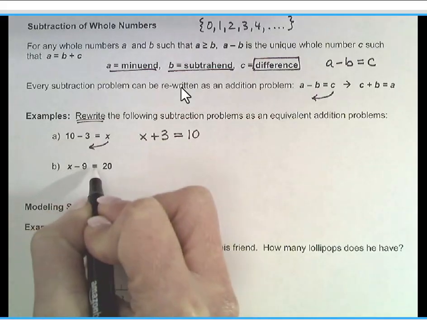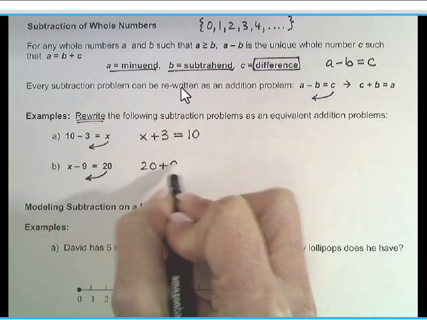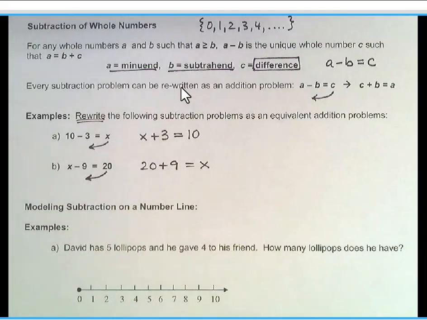x minus 9 equals 20. We'll go backwards. 20 plus 9 equals x. And there we've written the subtraction problems into addition problems. The reason why this is a good strategy a lot of times is because addition is inherently easier. So if you can change the subtraction problem into an addition problem, it makes it easier to do. All right, so how would we model these on a number line?